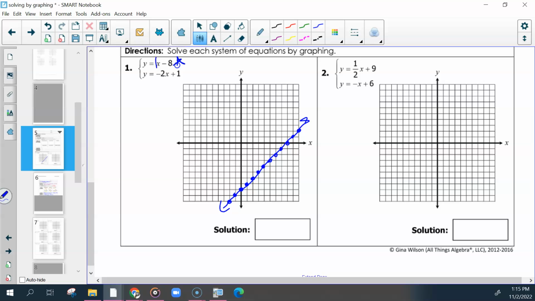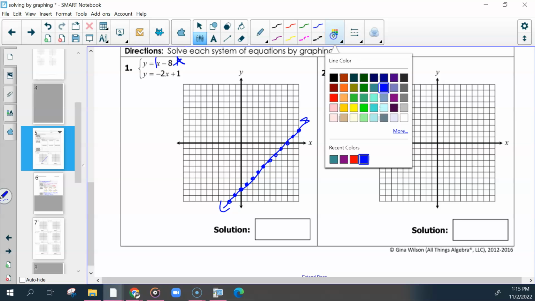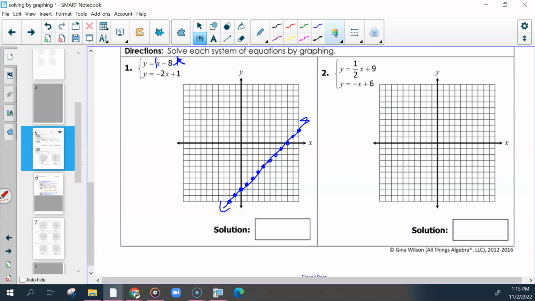And then we're going to do the other one. This one we're going to start at +1. Our slope is -2, so we're going to go up 2, left 1, as many times as possible. And down 2, right 1, as many times as possible.